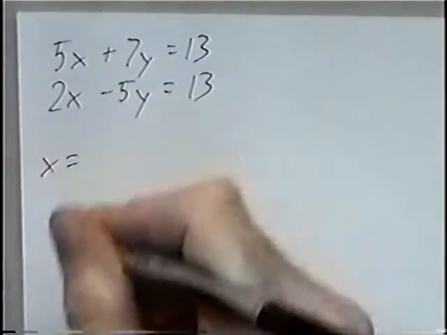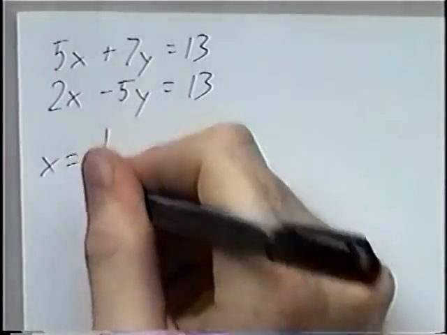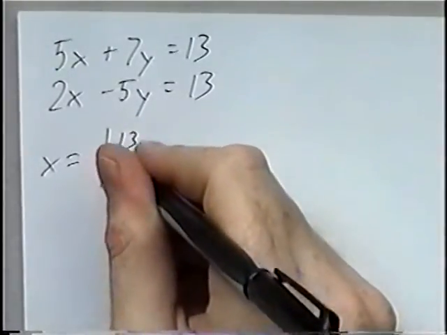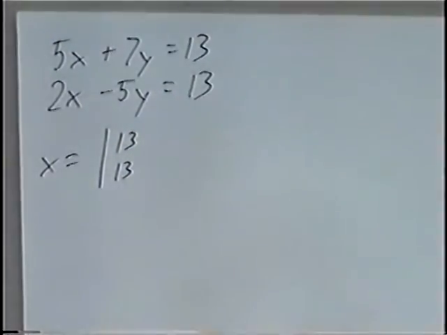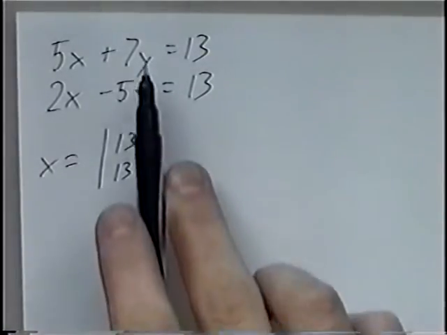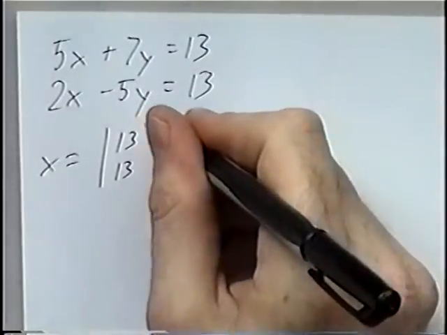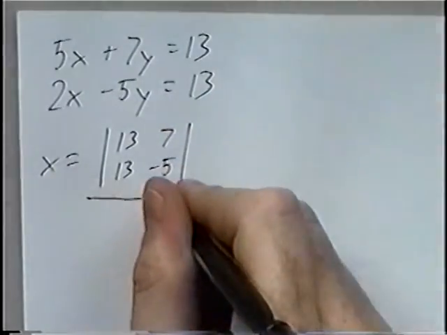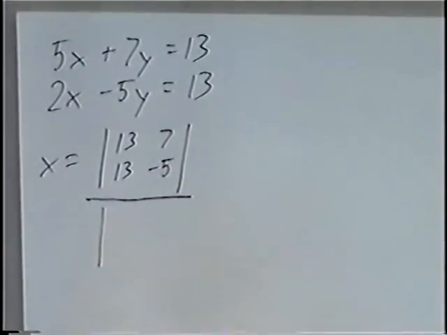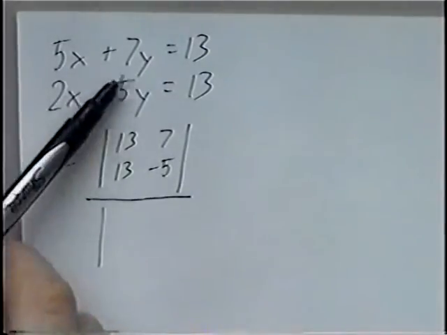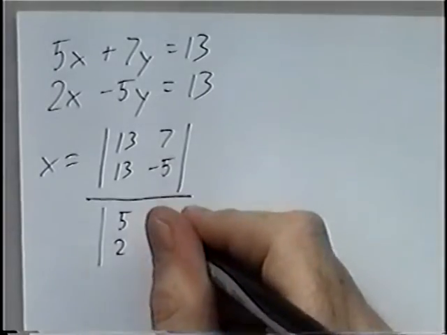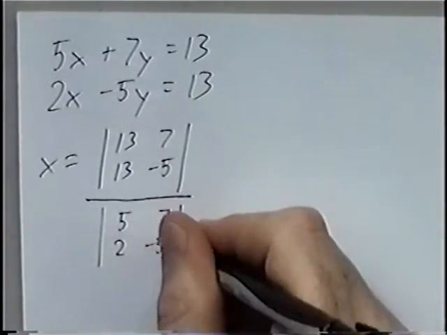For example, for x we'll have the first determinant, which would be 13 and 13, the two numbers the equations are equal to, and we'll also take the y coefficients, which are 7 and negative 5. This is divided by the matrix for the denominator, which is the same as the x and y coefficients, which would be 5 and 2, and 7 and negative 5.